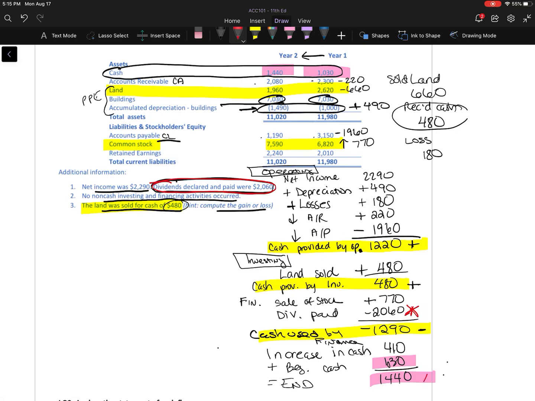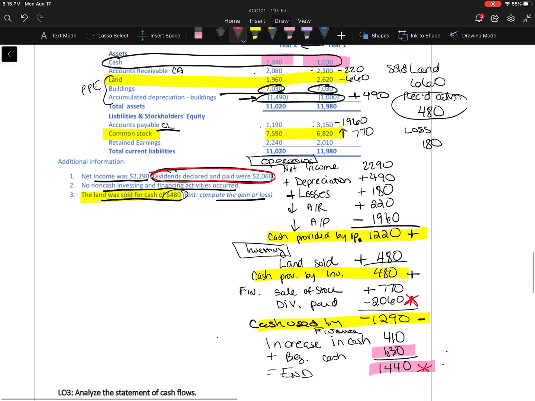Now, if we had missed, for example, this dividends paid, you would know you missed something, right? They snuck that in there. I think this is pretty sneaky. We would know because our ending cash would not balance. And if you knew it didn't balance and you were able to see, oh, I'm off by $2,060, you could scan through the information and probably find it pretty quickly. But that is a statement of cash flows.